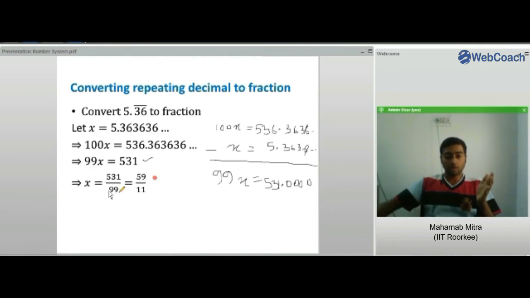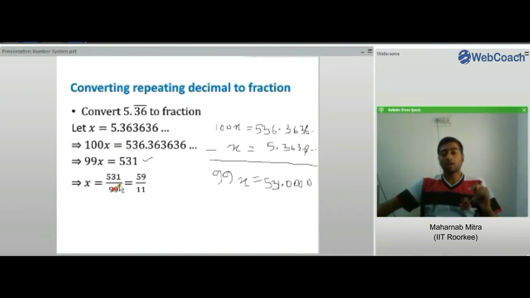Now you can write x in this fashion. You can divide both sides by 99, and finally you get the result as 531 divided by 99. But remember, it is still not a rational number. For rational numbers, we need to have the numerator and denominator co-prime, or they should not have any common factors.